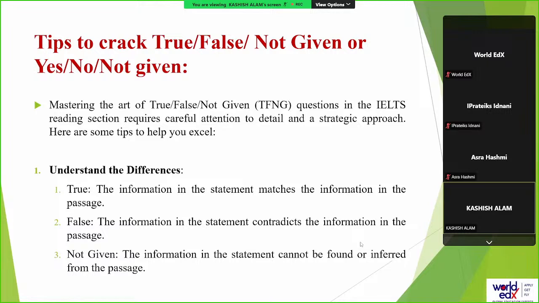Not given is something that hasn't been said by the passage, but exactly your question is stating that thing. That's when we mark it not given. So you need to be very specific and clearly understand the differences between these three. Because if the differences are not clear, ultimately you are going to struggle with the true false not given questions.